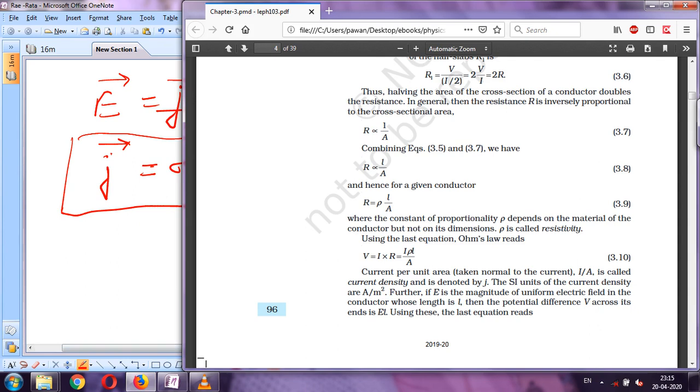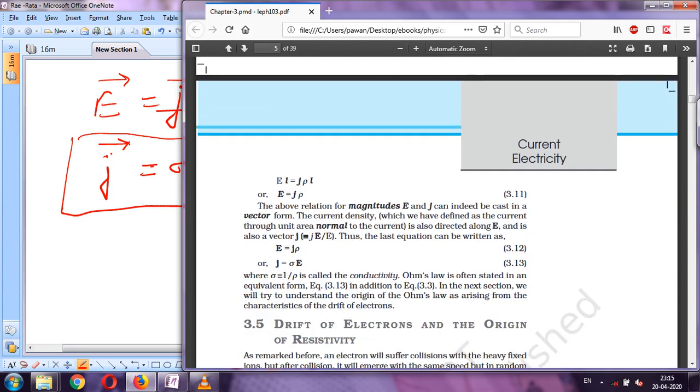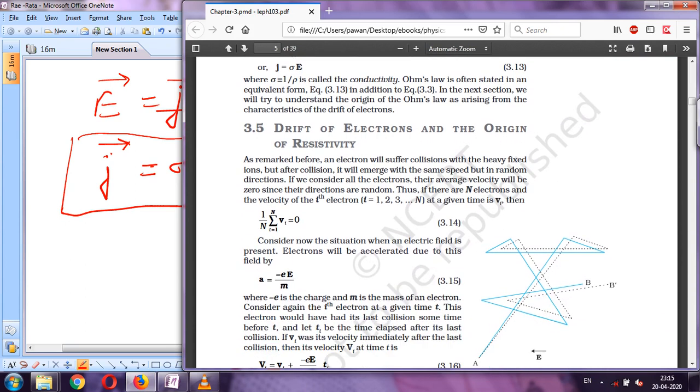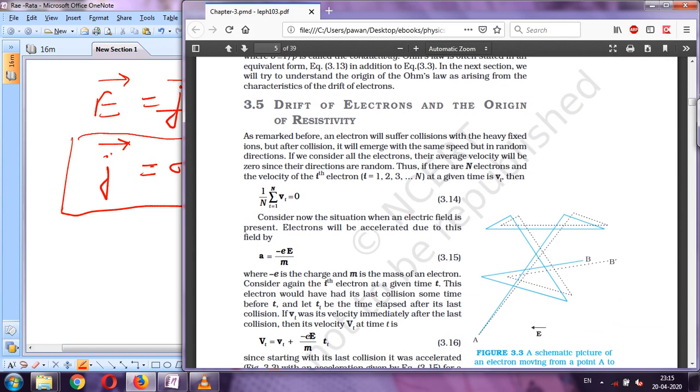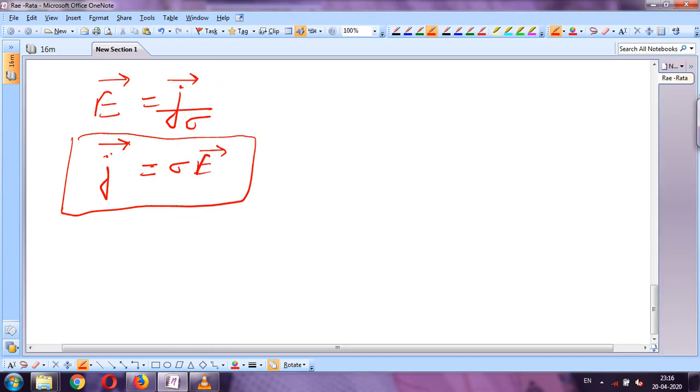Right. Let us come back to our chapter. What do we have here? Here you can see they used the formula and at last they obtained the vector form of Ohm's law. Then you can see the next topic. Next topic is drift of electrons and the origin of resistivity. Drift of electrons. To understand this, we have to make one conductor.